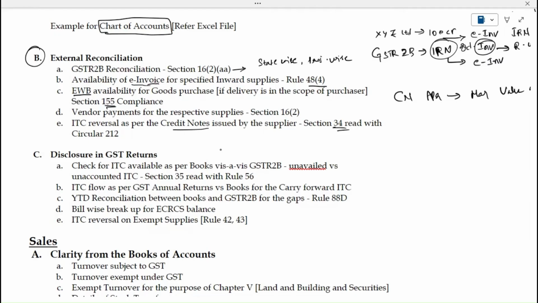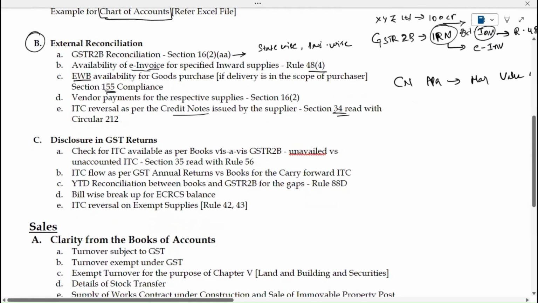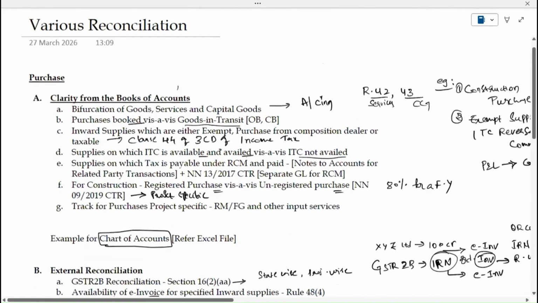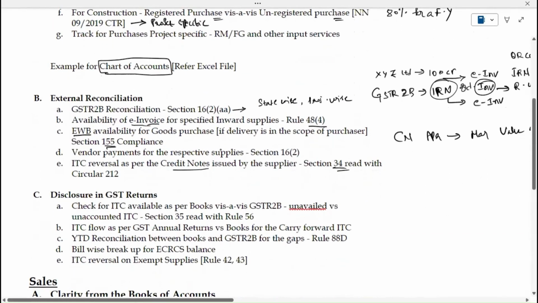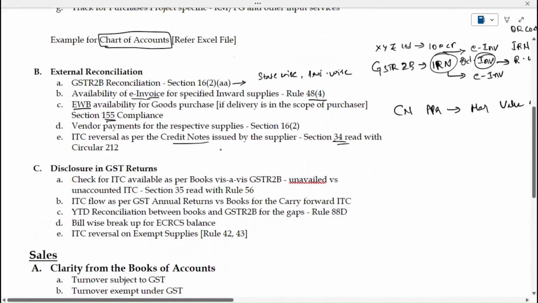Similarly, next we will move on to clause C, which is your external reconciliation, disclosure in GST returns. We are talking about purchases. I have accounted purchases. I did a reconciliation. Now my job is to disclose in GST returns. Again, this is what I do at the end of March. Check for ITC available as per books. This is your starting point, vis-a-vis GSTR 2B, vis-a-vis GSTR 3B.